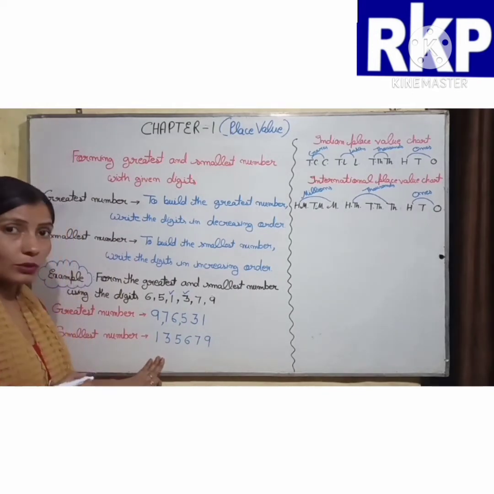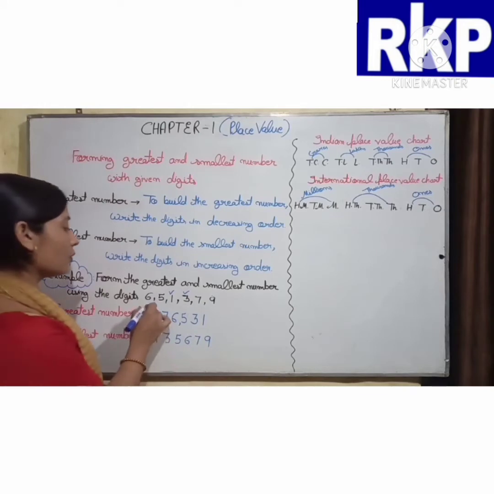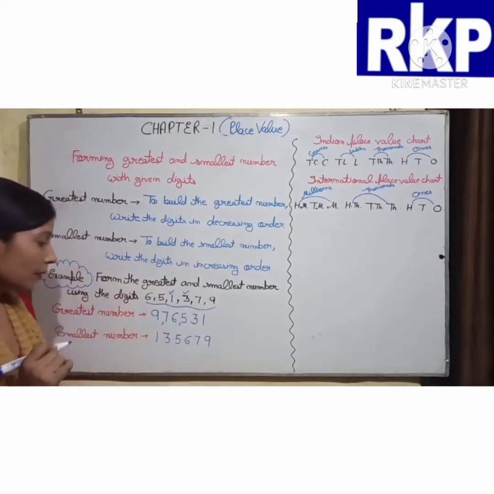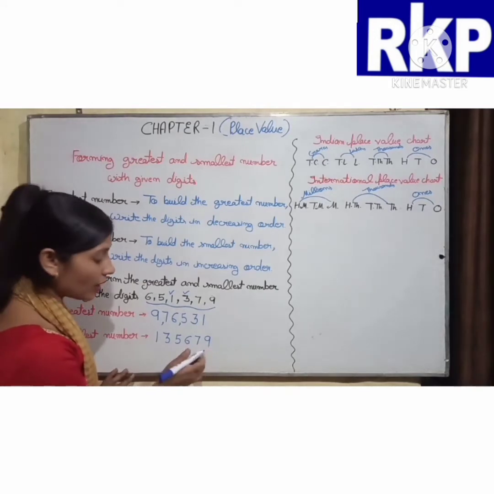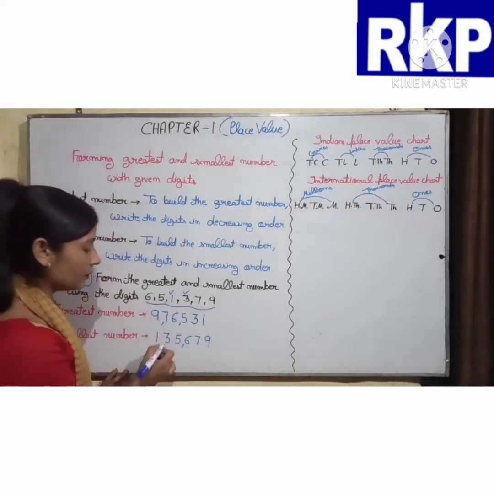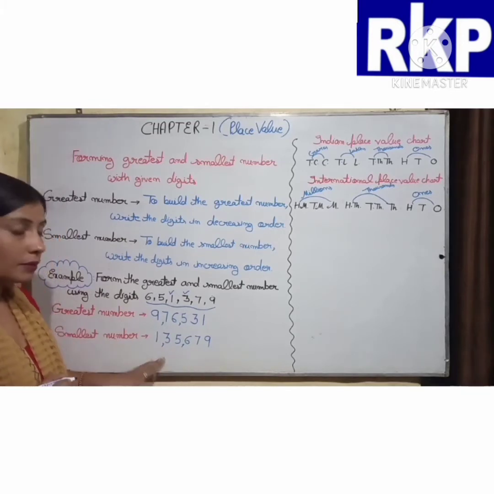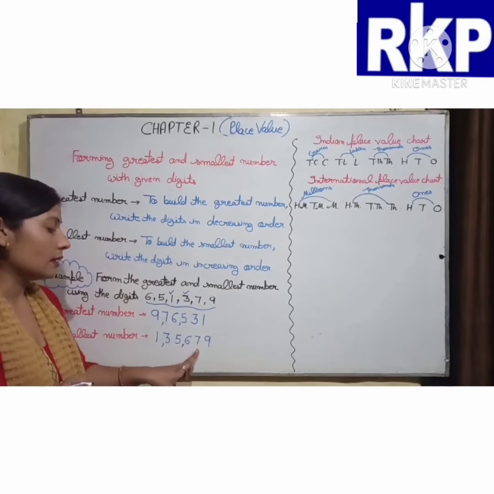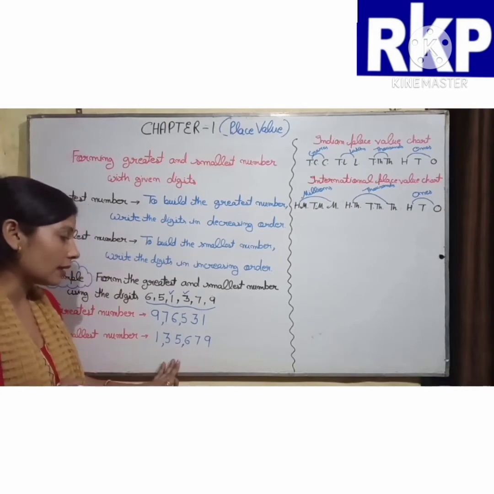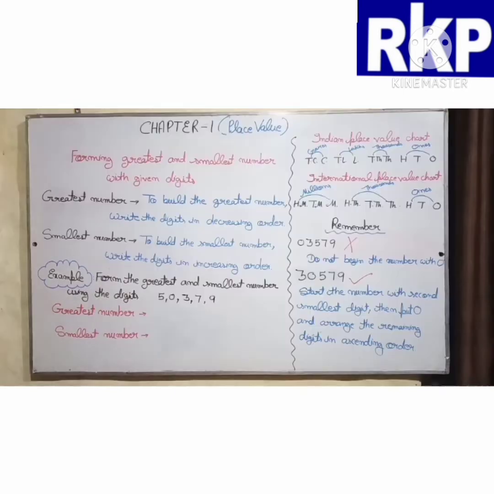You can see it like this also. You can write like this also. Or you can check from here also. Now beta, we have to put commas. So first we have to leave 3 digits, then 2 digits. So what is this number? 1,35,679. So like this we have to write the greatest and smallest.